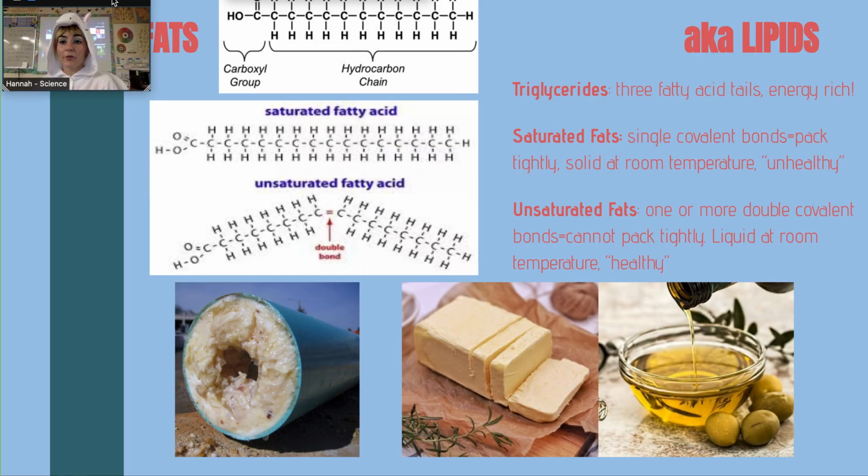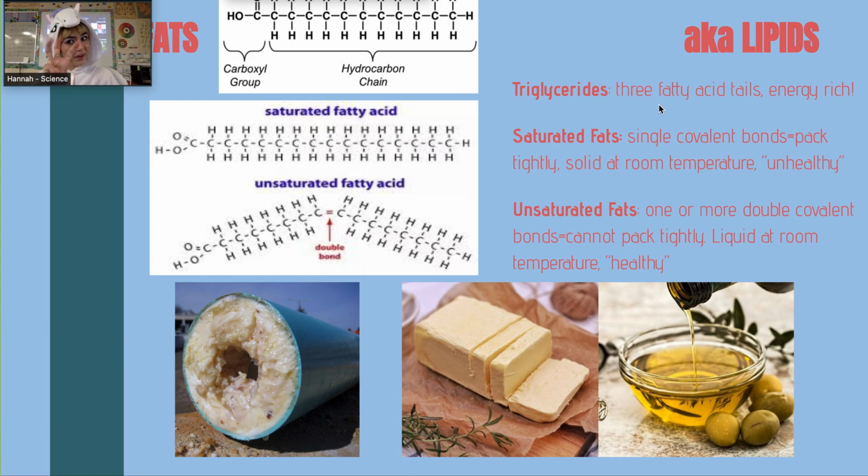And fat comes in a variety of different forms. Triglycerides are three fatty acid tails. So tri meaning three, right? They're very energy rich. We know saturated fats are commonly known as unhealthy, and these are single covalent bonds. And so because of that, they pack very tightly together. They stack on top of each other, and they are solid at room temperature. So if we think about it, if they're solid at room temperature, then they also would be solid in our bodies.